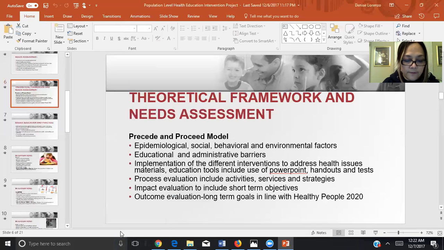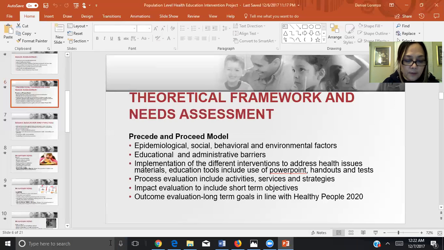For the proceed phase, implementation of the different interventions to address the health issues focused on proper nutrition, safe recreation centers, diabetes management, food safety, and community resources for the homeless population. Education materials included PowerPoint presentations, handouts, activities, and exercises, including post-tests. Question and answer sessions were also conducted.